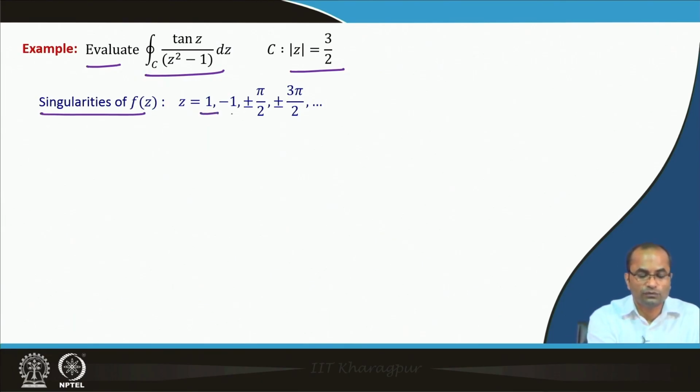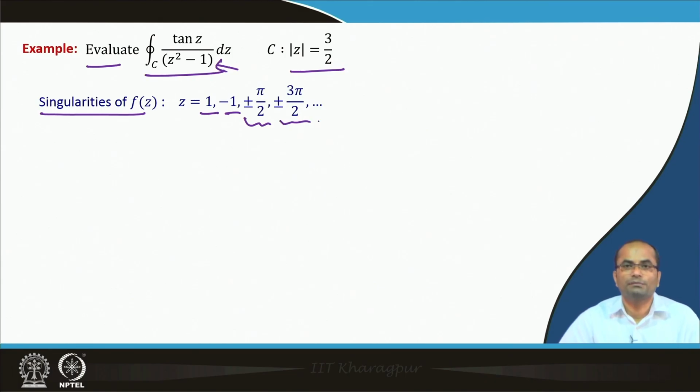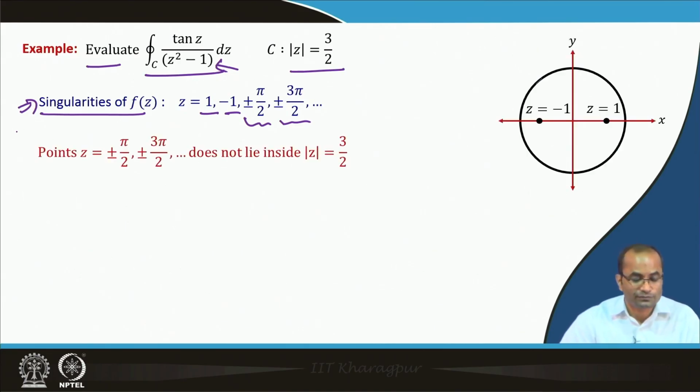Naturally z equal to 1 and z equal to minus 1 are a problem in the integrand, because the denominator will go to 0 in either situation, and at pi by 2, 3 pi by 2 and so on, the tan function will become infinity. So, at all these points the function is not differentiable, or not analytic. We call these points singular points of the integrand. We want to identify where the function is not differentiable or not analytic, because otherwise, if the function is analytic everywhere, we can straight away use the Cauchy theorem and the value will be 0.